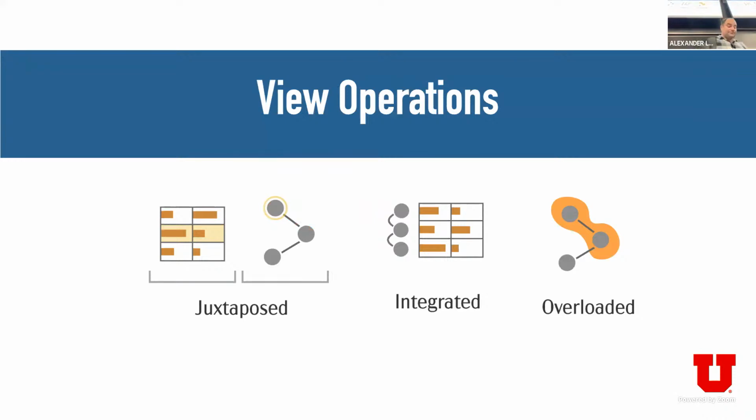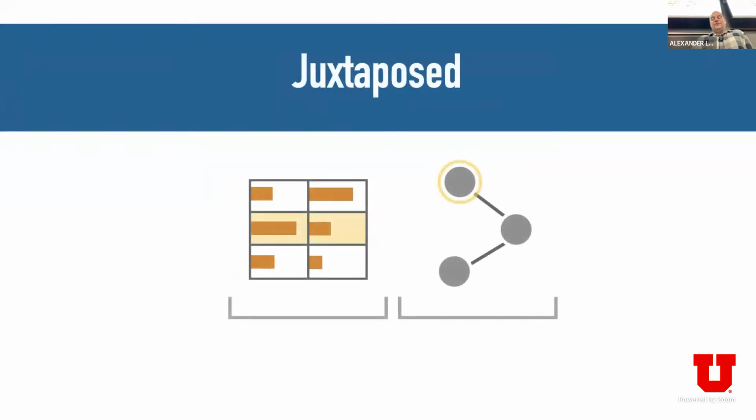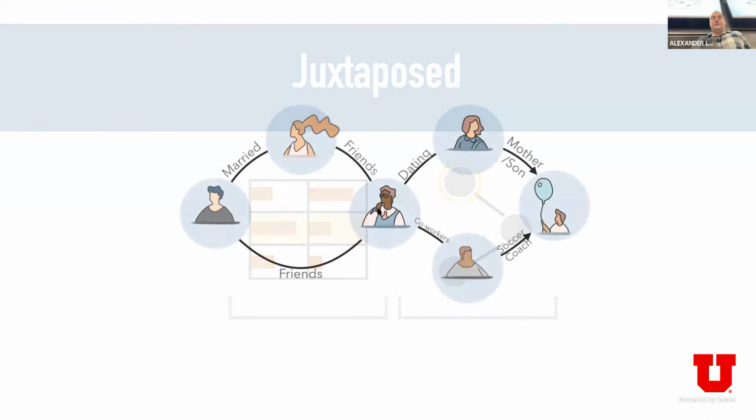Okay, then a few little things. Juxtapose view operations, that is just something that we talked a little bit about already. The juxtaposed one is the thing that's most familiar, right? Where we have two separate visualizations, one for the attributes, one for the topology. That could be the node attributes, or it could also be the edge attributes.